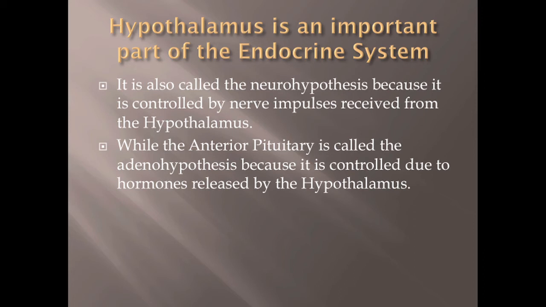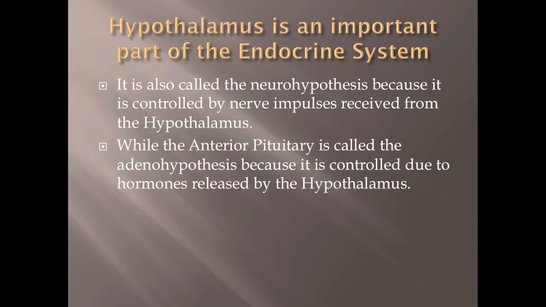It targets the anterior pituitary and the posterior pituitary. The posterior is called the neurohypophysis because it's controlled by nerve impulses from the hypothalamus, and it holds two hormones that the hypothalamus produces, and it sends a nerve impulse and causes the posterior pituitary gland to secrete those hormones.